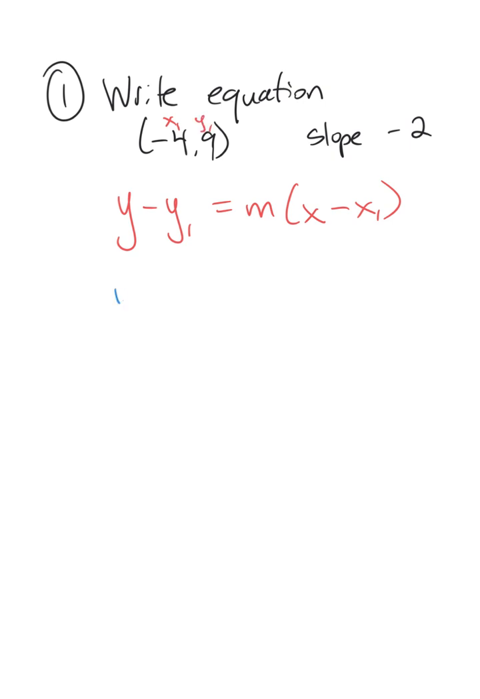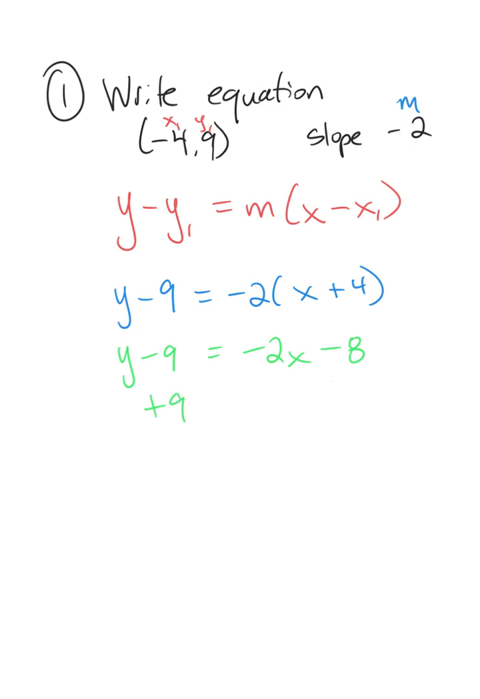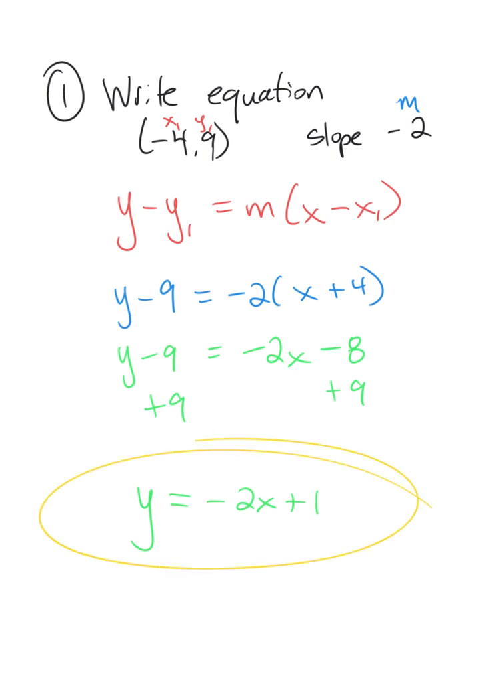So when I do so, I have y minus 9 is equal to, and remember this is my m value, -2 times x plus 4. You can leave it in that form, but if we want to put it in slope-intercept form, we're going to continue the problem. y minus 9 equals -2x minus 8. We're distributing, plus 9, and you get -2x plus 1 for your final answer.